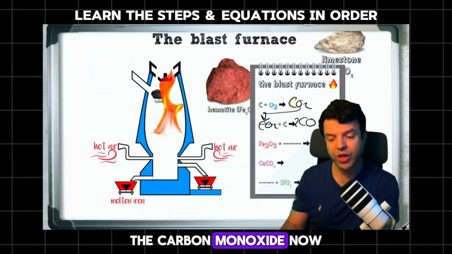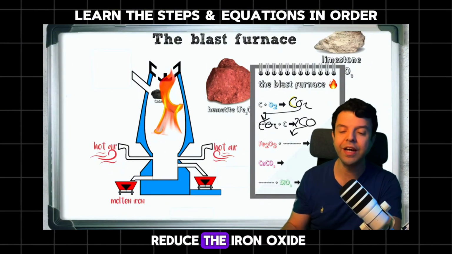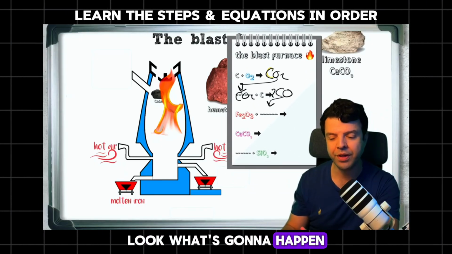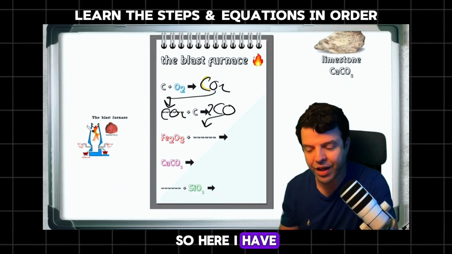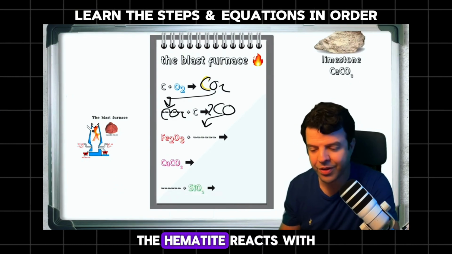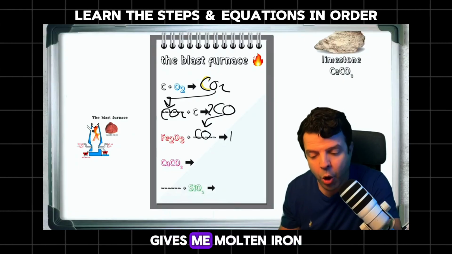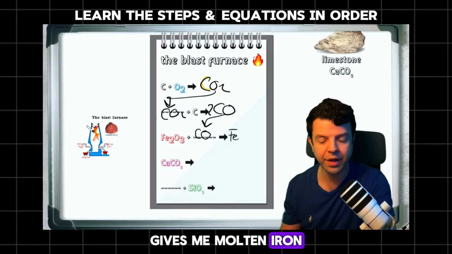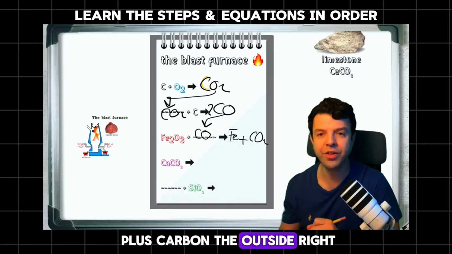The carbon monoxide now does the magic. That's the one that's going to reduce the iron oxide. Look what's going to happen. So here I have that. Iron oxide, the hematite, reacts with carbon monoxide, gives me molten iron plus carbon dioxide.